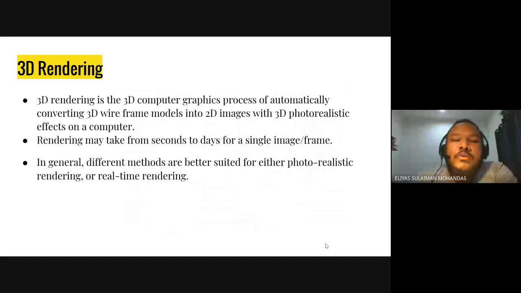Rendering is the 3D computer graphics process of automatically converting 3D wireframe models into 2D images with 3D photorealistic effects on a computer. So rendering may take from seconds to days for a single image or frame. All right, okay.